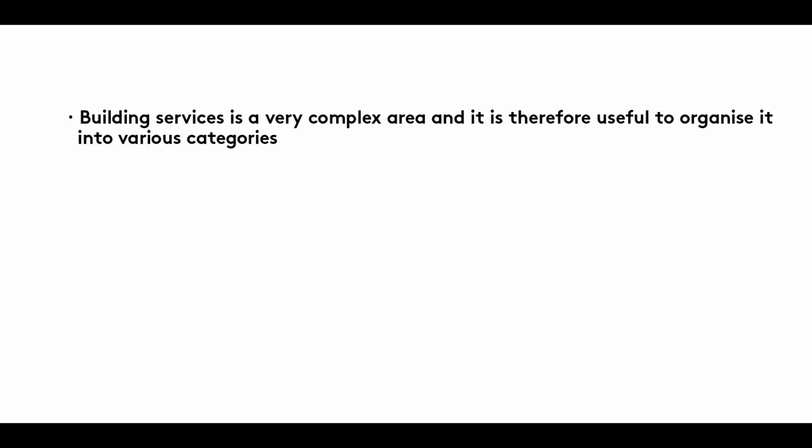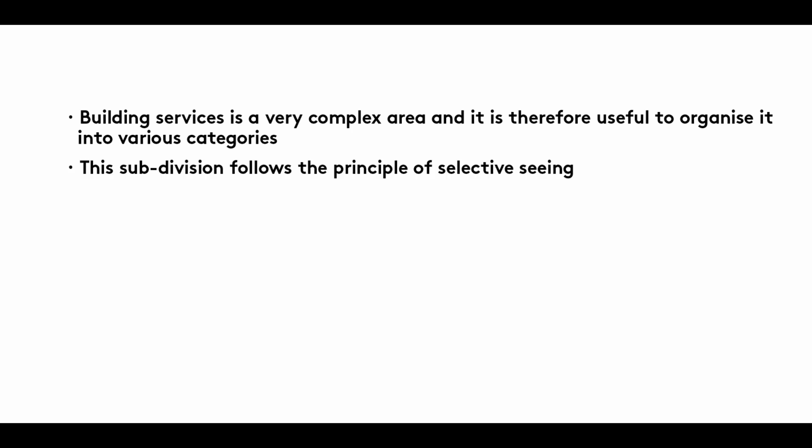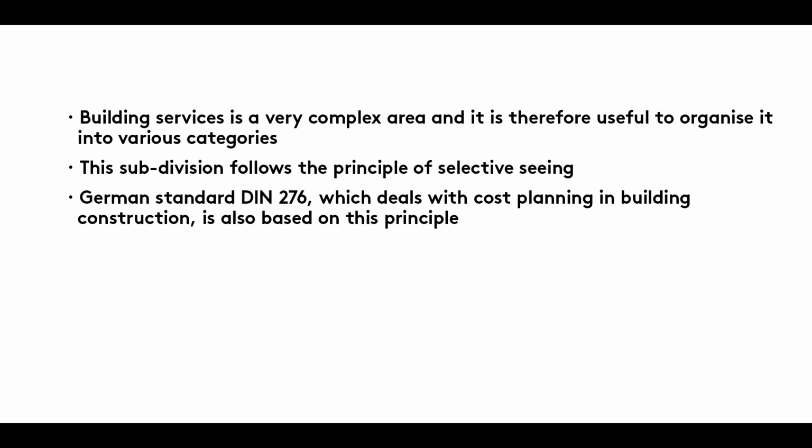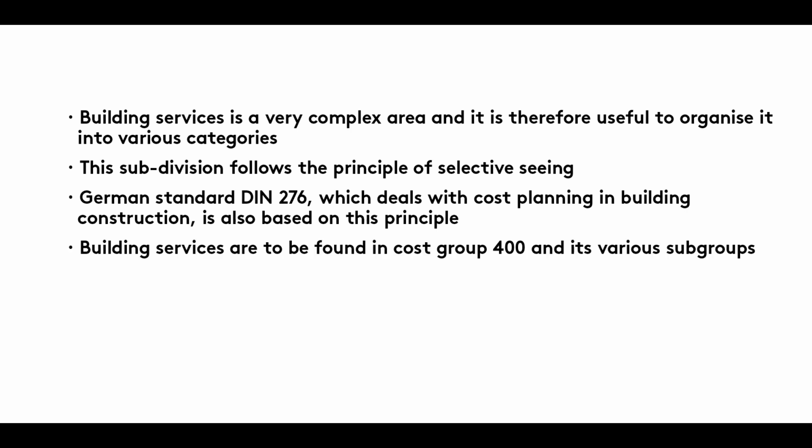Summary. Building services is a very complex area, and it's therefore useful to organize it into various categories. This subdivision follows the principle of selective seeing. German standard DIN 276, which deals with cost planning in building construction, is also based on this principle. Building services are to be found in Cost Group 400 and its various subgroups.